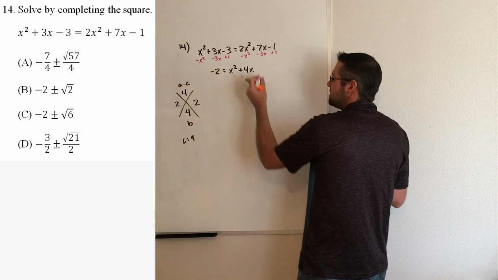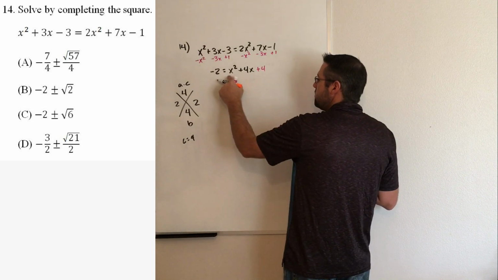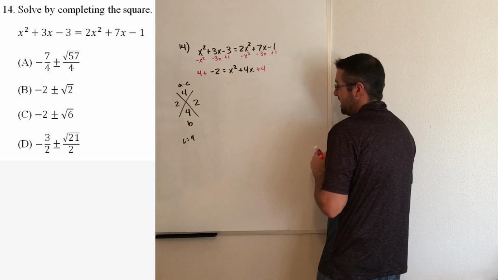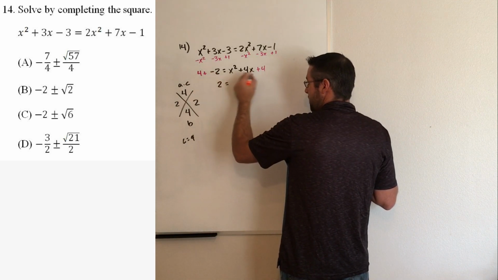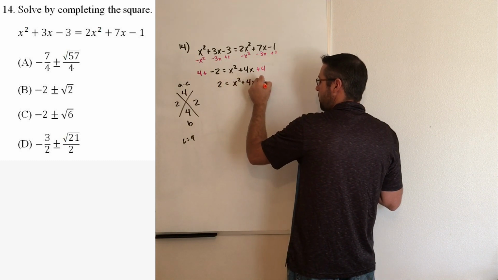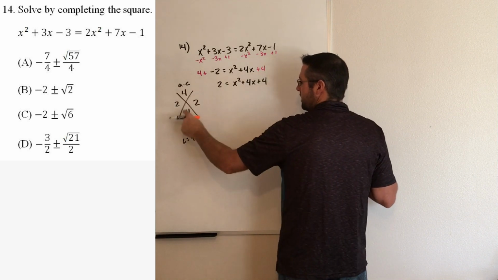So that implies that we're going to add 4 to the right-hand side. Well, if you do that, you have to do the same thing to the other side. So we're going to add 4 to that side. So 4 plus negative 2 is 2. And then on this side, we end up with x squared plus 4x plus 4. Then when we go to factor this, our work is already done.